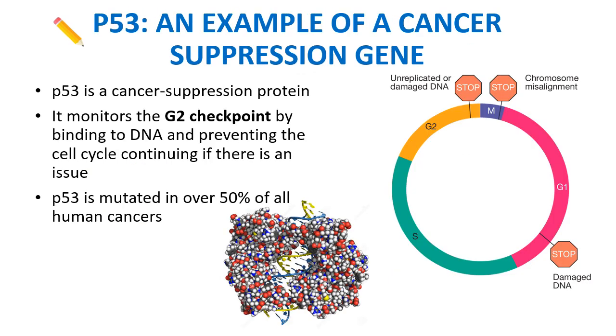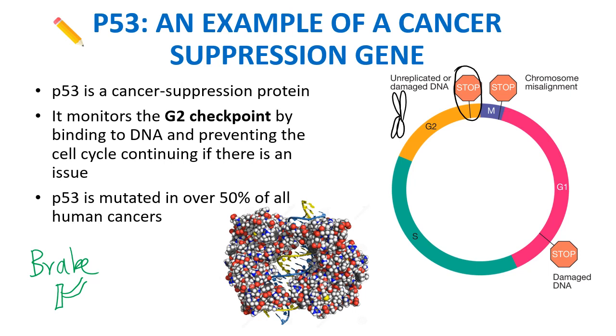Alright, let's look at an example in a bit of detail of one of these cancer suppression genes. Remember, the suppression genes are the brake pedal. So here's one of our brake pedal genes, and it's called P53. The job of P53 is to monitor the G2 checkpoint. Remember, at the G2 checkpoint, the whole point is that we're checking our chromosome has copied into 2 perfect copies, our sister chromatids.